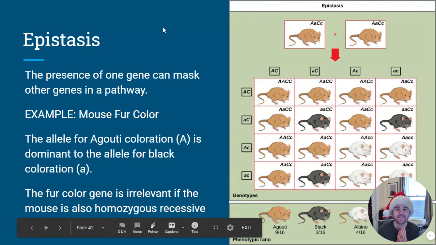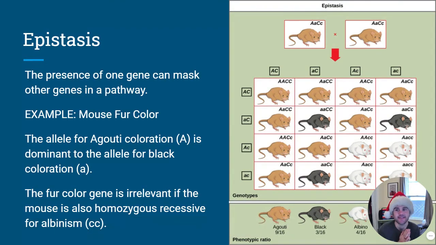Last thing I want to talk about is the concept of epistasis, where the presence of one gene can mask other genes in the pathway. So sort of like when we were looking at those proteins and the recessive form doesn't produce it, this is where a different trait can kind of override another gene.